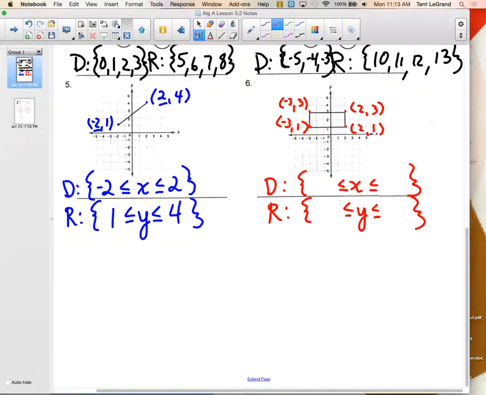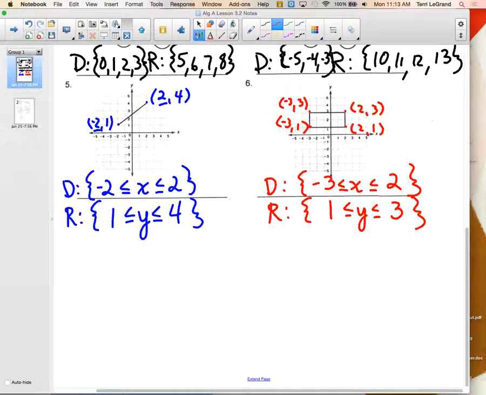Okay, Noah, what's the domain? -3 and 2. Okay, so it goes no smaller than -3, but it includes -3, and it goes no larger than +2, but it includes +2. Everybody agree? Okay, how about the range? What's the range then? Aurora? 1 and 3. Okay, so it doesn't go any smaller than 1, and it doesn't go any larger than 3, but it includes them both. We all agree? Okay, good job.